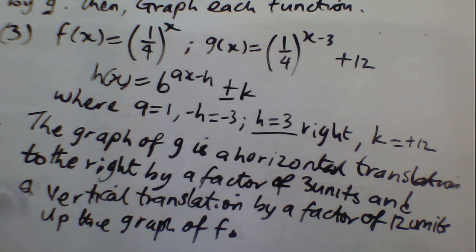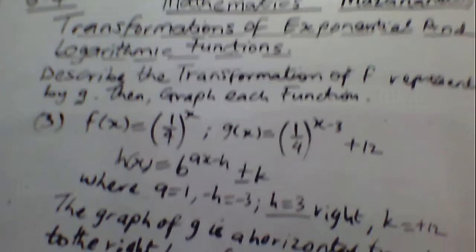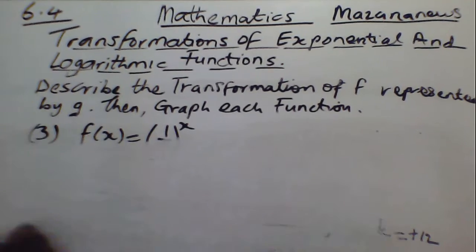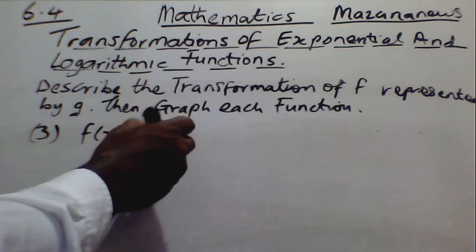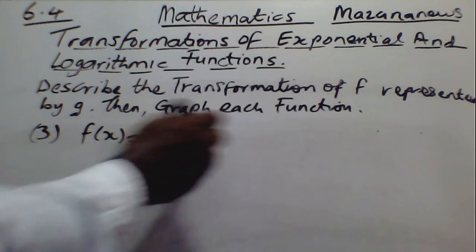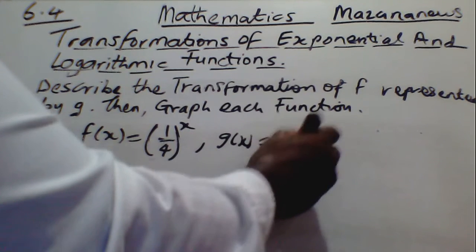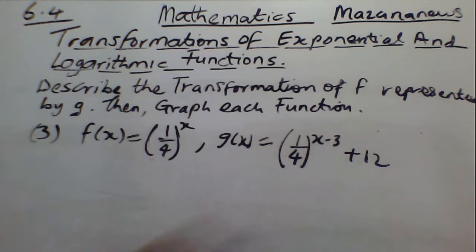Once we have stated the description, the next step is to graph it. So let's graph it. Always pause the video and go through what we did. If you have a question, text me or call me for clarification as you did in the past. So let's graph the function. G of x is equal to 1 over 4 to the power of x minus 3 plus 12.